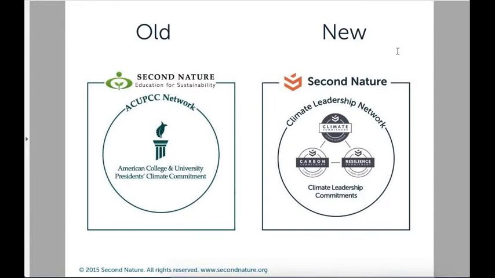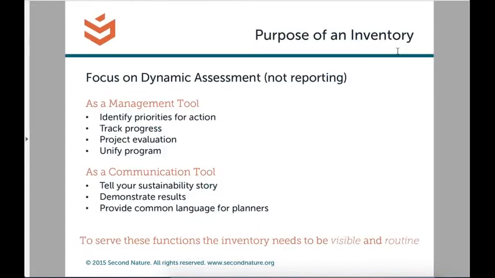So this just sort of illustrates the change. In the old ACU PCC model, we had the commitment itself, which was called ACU PCC, and then we had the network of signatories, which was also called the ACU PCC. So that was slightly confusing. And now it's a little bit more clear: we have the three climate leadership commitments, and any signatory of any one of those three commitments is part of our climate leadership network.